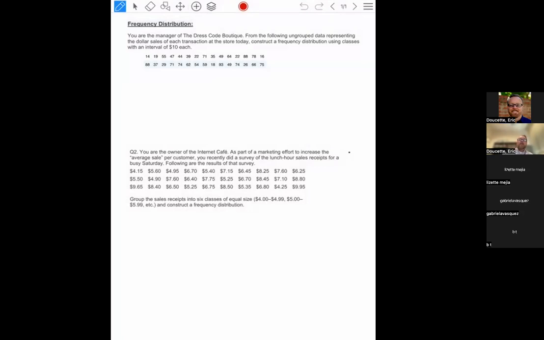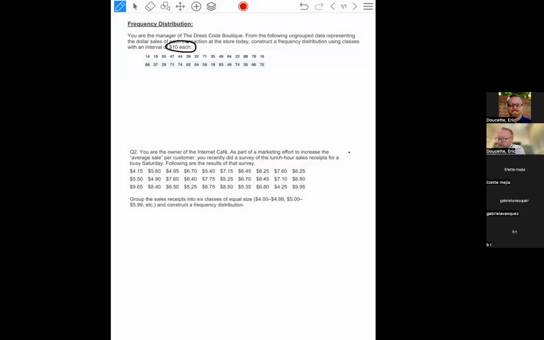Yes, sir. Okay, so this one's asking you to just make a frequency distribution. It's telling you to do so with intervals of $10 each. So assuming that this data set of numbers is in dollars, there's $14, $19, $55. So they want you to make a data set.